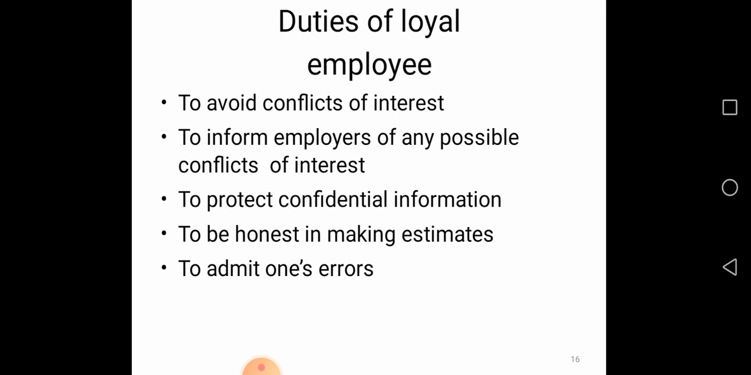Now, what are the duties of a loyal employee? A loyal employee must be honest in making decisions and estimates. He must protect confidential information. He must avoid conflicts of interest. He should inform employers of any possible conflicts of interest, and he should admit one's errors. So, these are some of the duties of a loyal employee. There are many other points you can add. I'm just summarizing a few points.